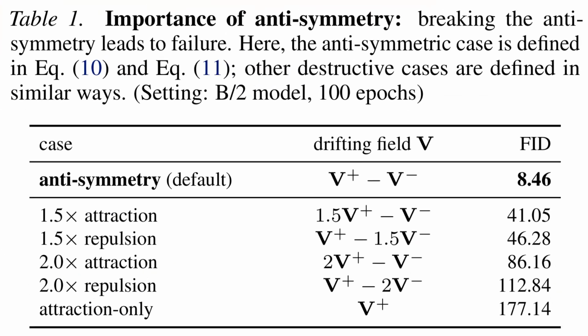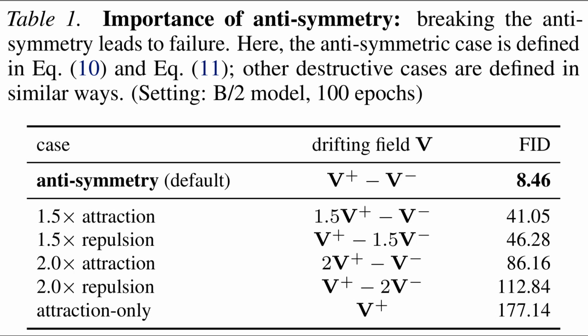So, having established those forces, Table 1 now demonstrates why balancing them is absolutely critical. The first row shows the default anti-symmetry setup, where the attraction and repulsion terms are equally weighted, achieving a solid FID of 8.46. But notice what happens in the lower rows when we disrupt this balance. Scaling either force up by just 50% causes the performance to collapse, with error rates skyrocketing, which confirms that precise equilibrium is necessary for the model to learn effectively.